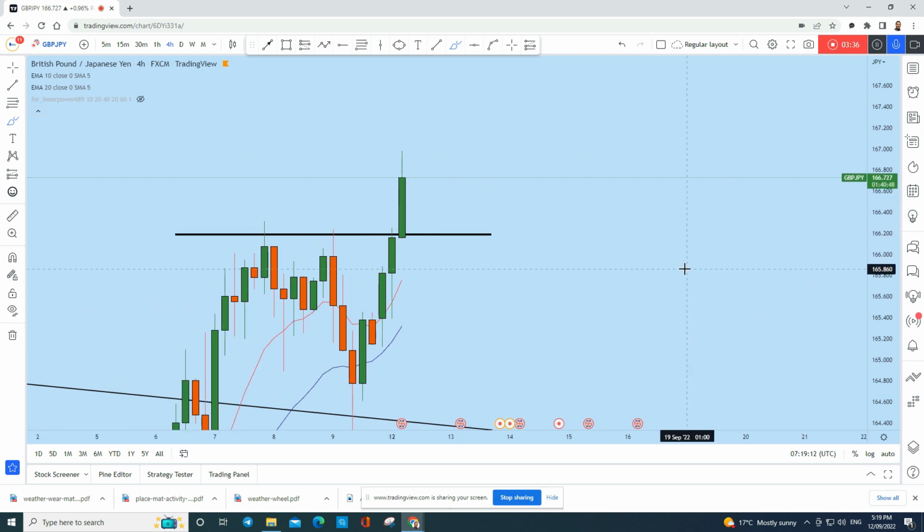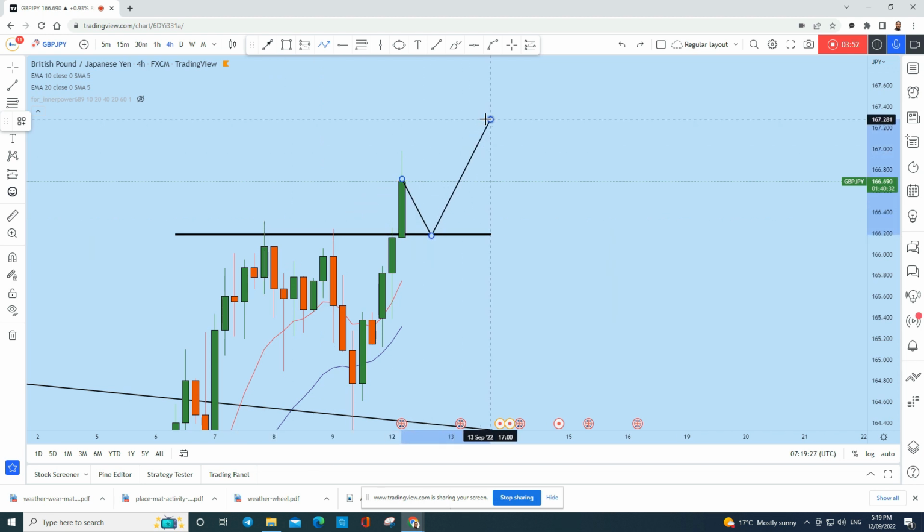So what I am expecting is that this candle will probably close somewhere here as a half wick, half body candle. If that's the case, then I will be waiting for GJ to come back again to test this resistance here, to test it as support and to get rejected.